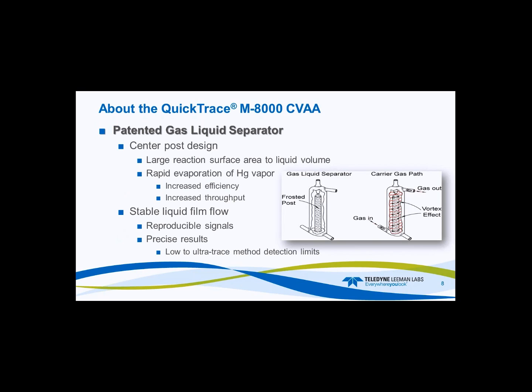So, the patented gas liquid separator. It has a center post design with a large reaction surface area to liquid volume and rapid evaporation of the mercury in the system, which increases the efficiency, and it also increases the throughput because there's no carryover. There's a stable liquid film, and that stable film of liquid as it flows over the gas liquid separator center post is responsible for reproducible signals. When you have reproducible signals, you have precise results, and when you have precise results, you end up with ultra-trace method detection limits.